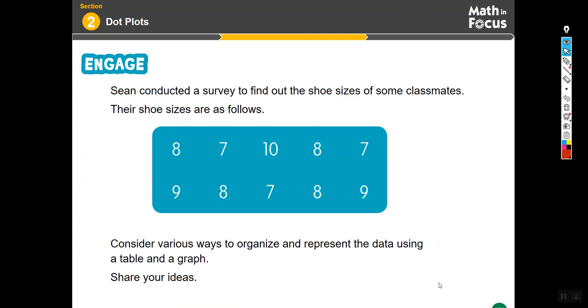All right. So what we have here is Sean conducted a survey to find out the shoe size of some classmates. Their shoe sizes are as follows. So I want you to take some time, if you want to pause this video, to consider ways that you could organize this data and then how you could represent it so people could just give it a quick glance and they'll know kind of where the median and the mode and the mean would be. They could get an idea based on your graphic representation of this data.